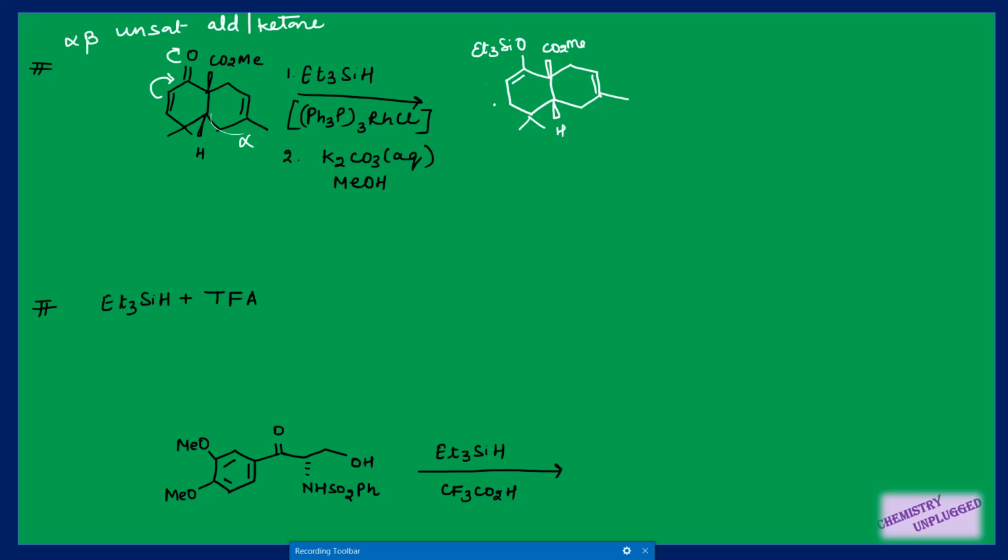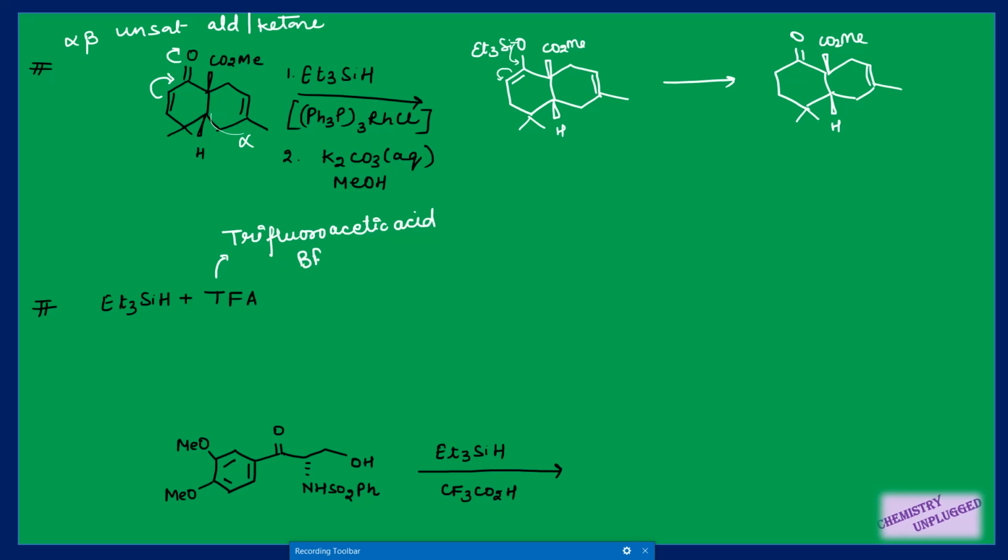Means first I will get this type of product, then I am using a base and MeOH, so H plus will be generated and this bond will break, this will shift here, it will take a proton and it will form the ketone back, right? So this is a very important reaction. Then if you have triethylsilane and TFA, trifluoroacetic acid, then the reaction will become more important. Instead of this TFA, you may also have BF3, means a Lewis acid can also be used in this reaction.